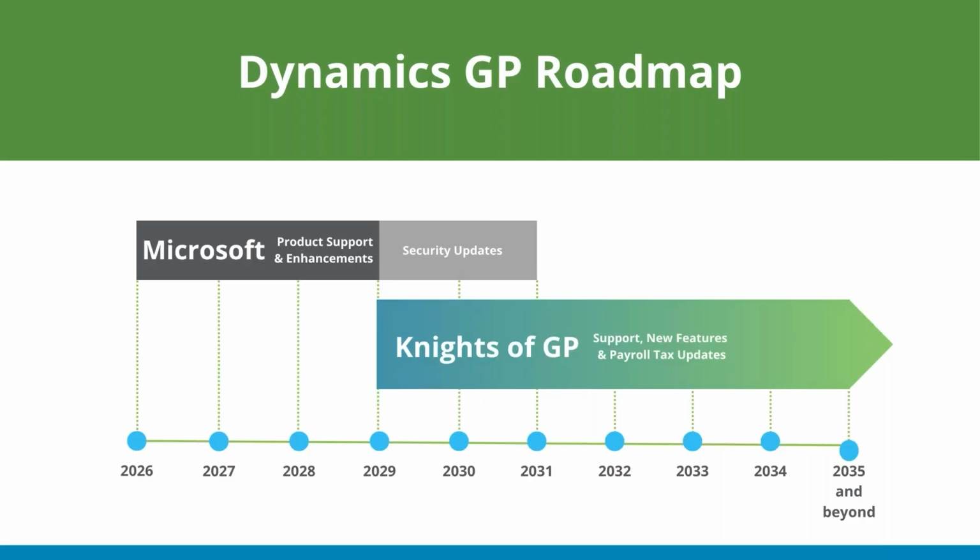So this is the roadmap. Microsoft is going to continue releasing new features and product support enhancements until 2029. So 3 more years of that. They'll continue releasing security updates until 2031. So you have 5 years of runway with Microsoft. Some of us feel Microsoft will extend that because there's still so many customers using GP, but that's yet to be determined. But somewhere in that process, the Knights of GP are going to start ramping up.